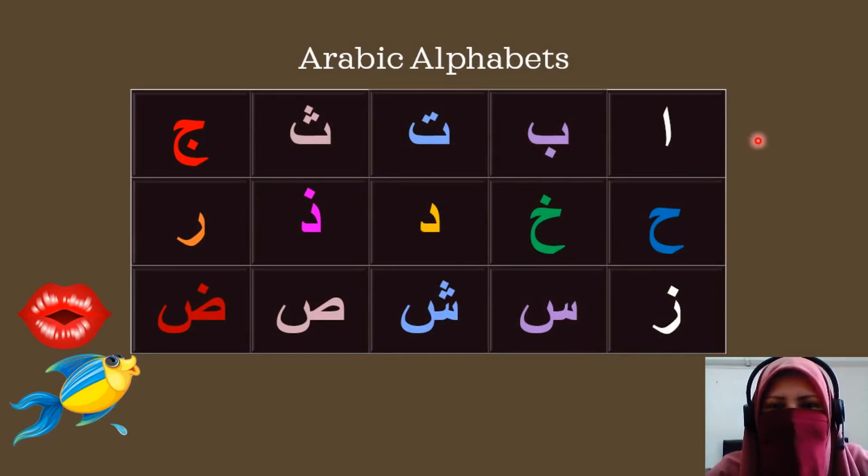Alhamdulillah, in the previous two lessons, we have learned the first line and the second line. And today we are going to look into the third line. So before we move on to the third line, let's revise the first two lines first. So here what do we have? We have alif. And here is ba.